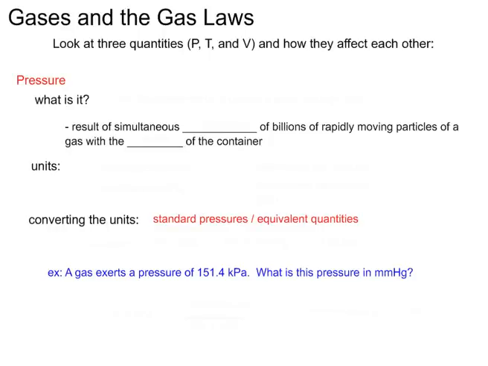The focus of this chapter is going to be talking about some gas laws, which are basically a couple of mathematical equations that we'll be using. But before we can begin to study the mathematics of gas behavior, we have to first understand what these three properties are: pressure, temperature, and volume, and how they affect one another.